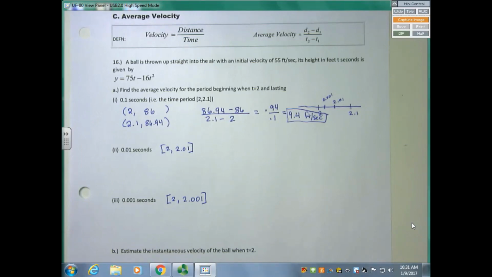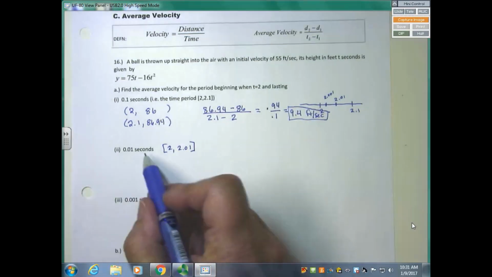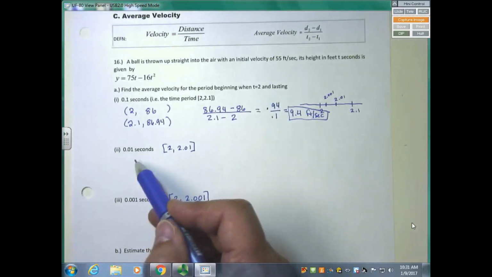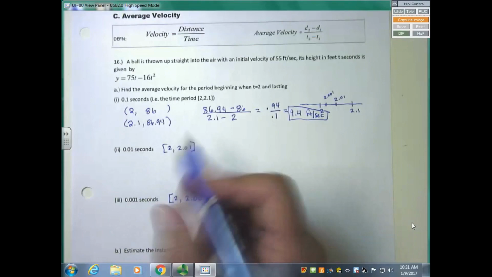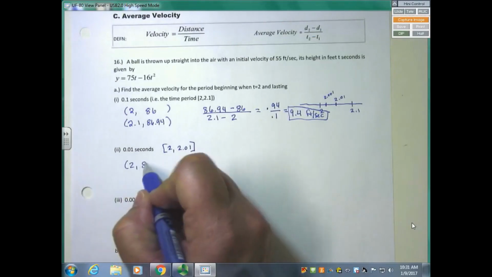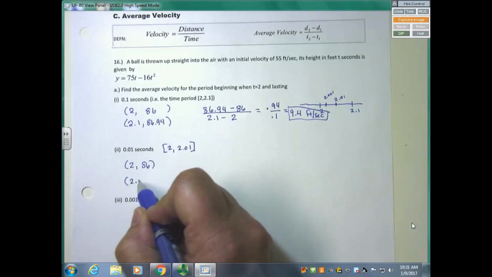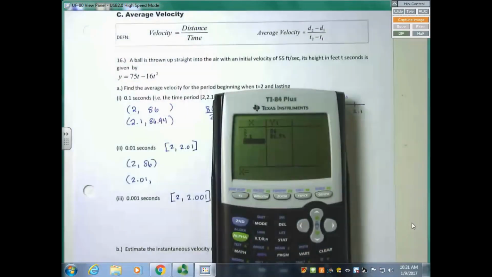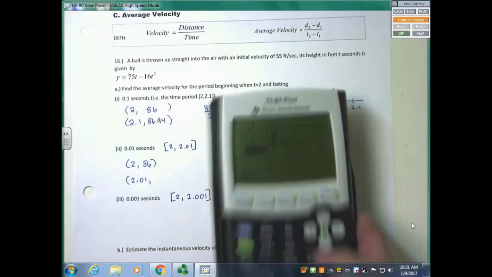All right, so we're going to continue to do the same thing. On number 2, we're still starting at 2 seconds, but this time we're only going to last 0.01 seconds. So again, I need my ordered pairs, so I already have that. I need 2.01, so I'll put that back in my table. So that's 86.108.